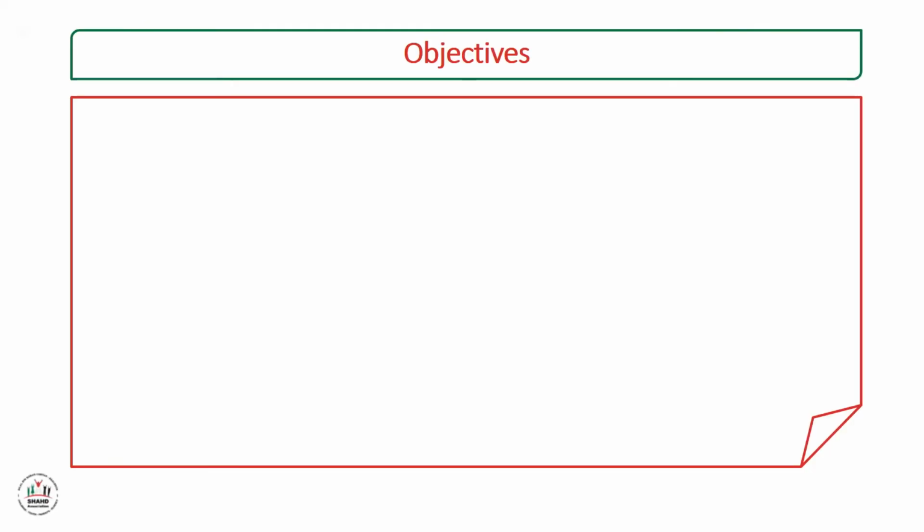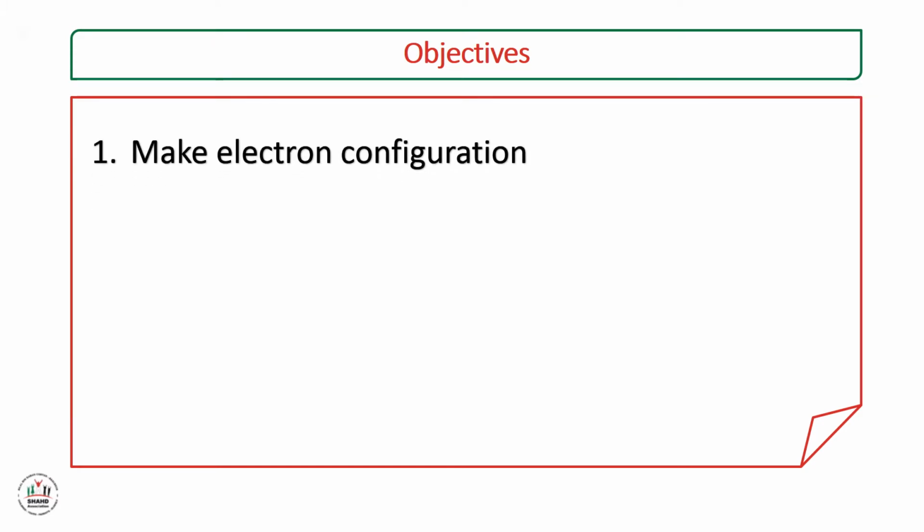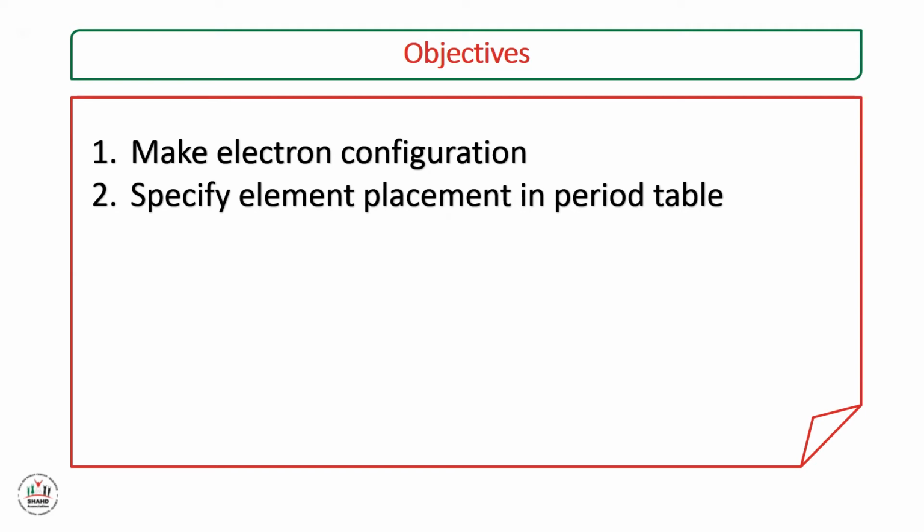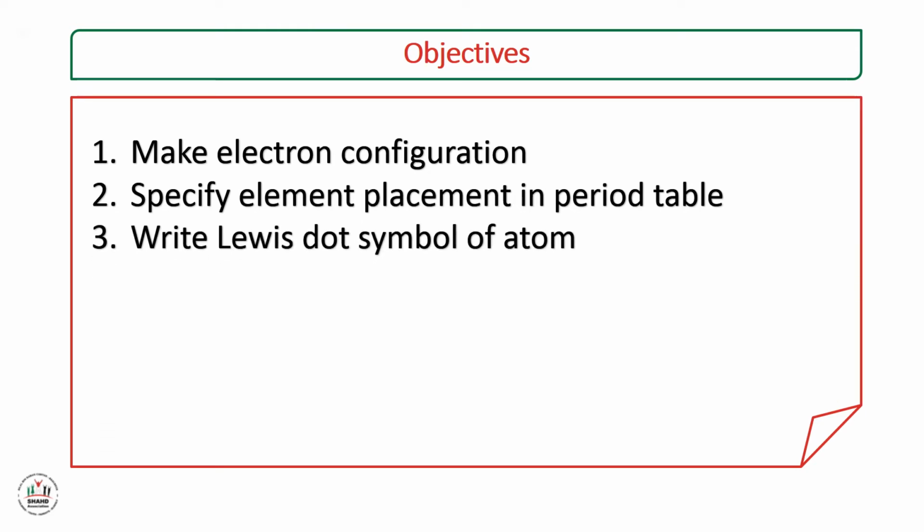We have three objectives today. We will make electron configuration for atoms, we'll specify the element placement in the periodic table, and finally, we will write the lowest symbol of an atom.